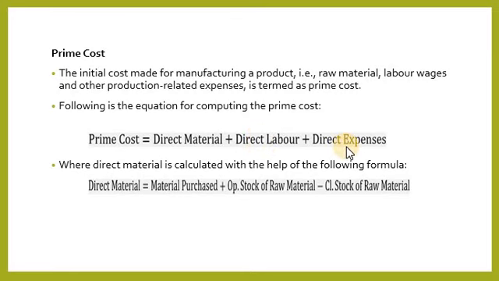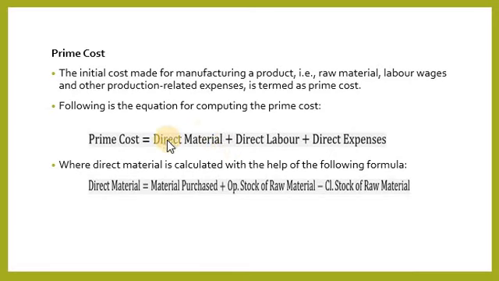Then direct expenses means all production-related expenditure comes under direct expenses. This type of expenditure is directly involved in our manufacturing process. So here the prime cost is equal to direct material plus direct labor plus direct expenses. Then direct material is also subdivided into some topics.